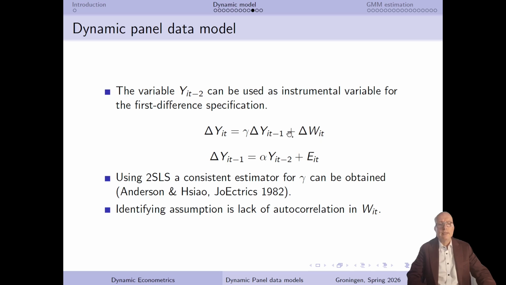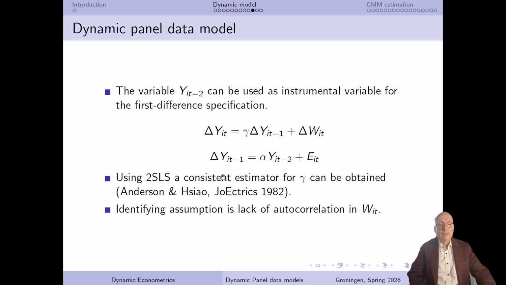We have already seen that this is essentially what we get with our standard first difference specification, but now we get an additional equation, namely Δy_{it-1} = α y_{it-2} + e_it. This can be used to estimate this model with two-stage least squares. We know that y_{it-2} is uncorrelated to Δw_it, as well as correlated to Δy_{it-1}, and we can estimate this by two-stage least squares.